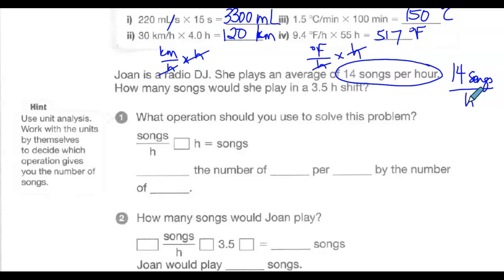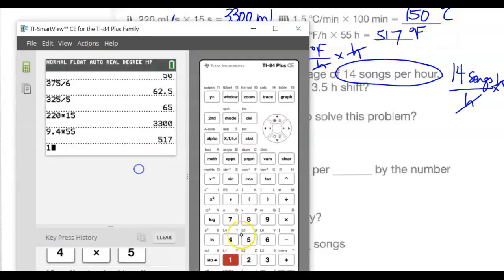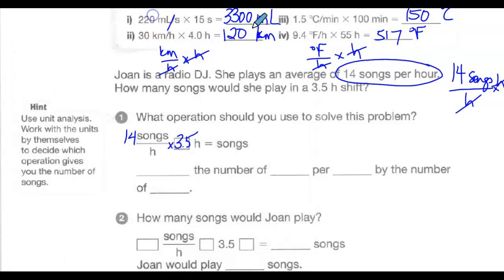So you can see, first of all, it says, what operation should you use to solve this problem? So songs per hour, and then we've got to multiply by the number of hours, 3.5, right? Just like we did above. So if we multiply by hours, the h's divide out, and we're left with songs. So how many songs? So 14 times 3.5 is 49.